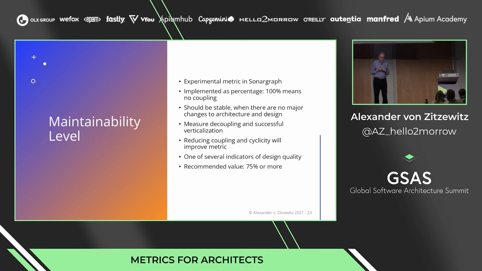Okay. Now, maintainability level. I won't have enough time to explain it in detail, but the idea again is to compute a metric that gives us an idea how well our system is structured, how well it is verticalized, meaning do we have vertical slices in our system or not, and what the overall coupling is. 100% would be the best value, 0% would be the worst value.